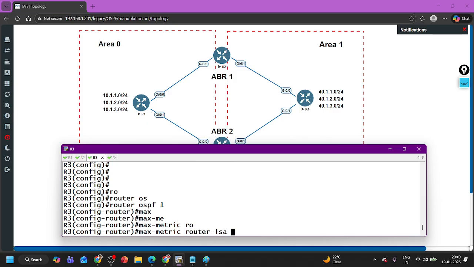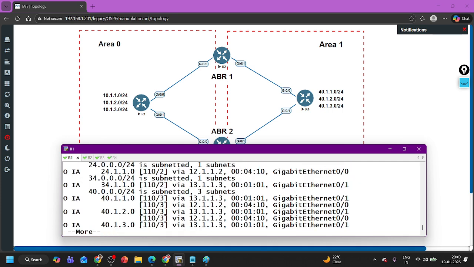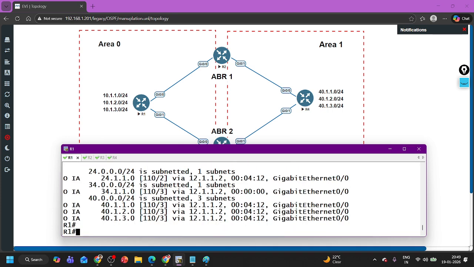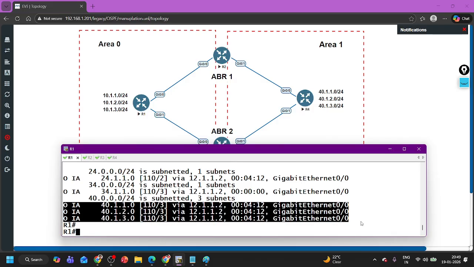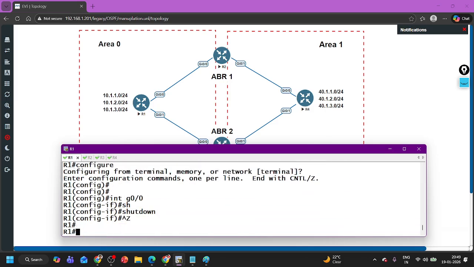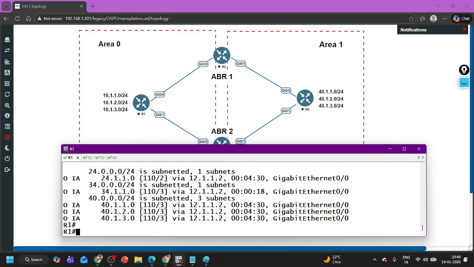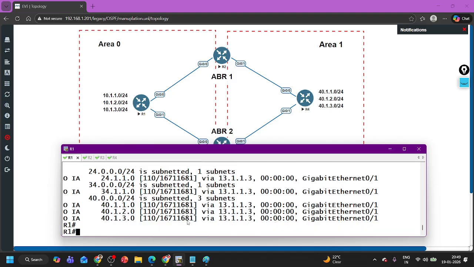with max-metric for router LSA as well as summary LSA. Enter. Now on router number 1, show IP route OSPF. Just wait, soon it is going to synchronize. Now the best path is via router number 2, and if I shut down router number 2 interface G0/0 and again run show IP route OSPF, you will see the best path is from router number 3, and you can see the metric.